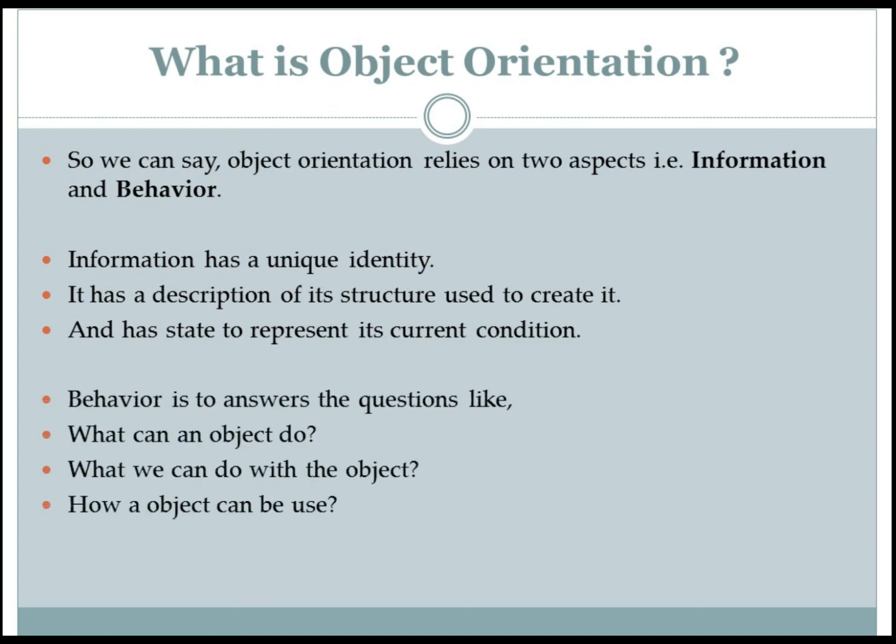Whereas behavior is the answer to questions like what an object can do, what we can do with the object, and how an object can be used. To answer these three questions, behavior works. Based on this information and behavior, the object orientation process depends.